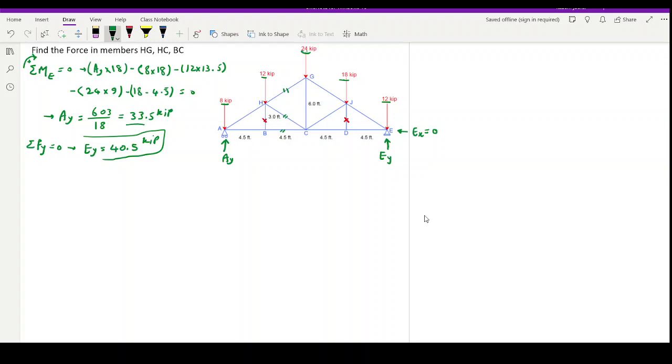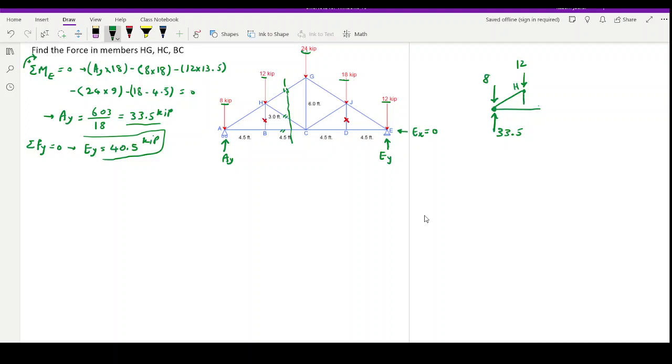Like I said, I need AY because I'm going to cut through here and just use the left side of this truss. I'm drawing this free body diagram for the section in here. So I have AY in here, which I calculated as 33.5. Then I have 8 kip in here, and from here, it's point H. I have another force, which is 12. So you have to show all the external forces that act on any of these joints.